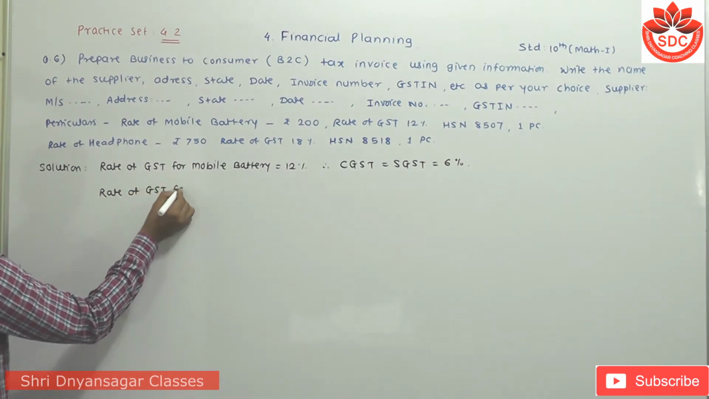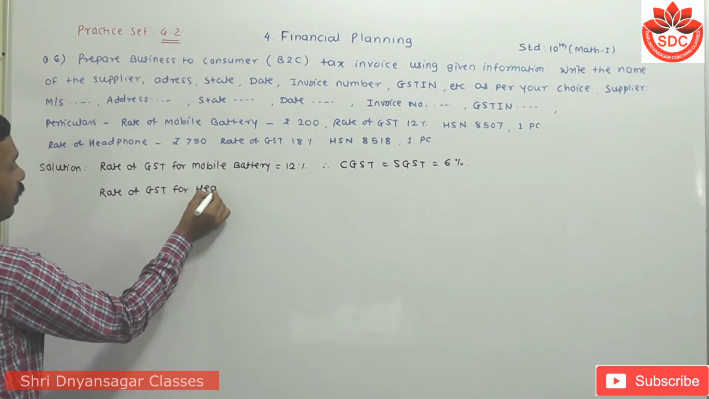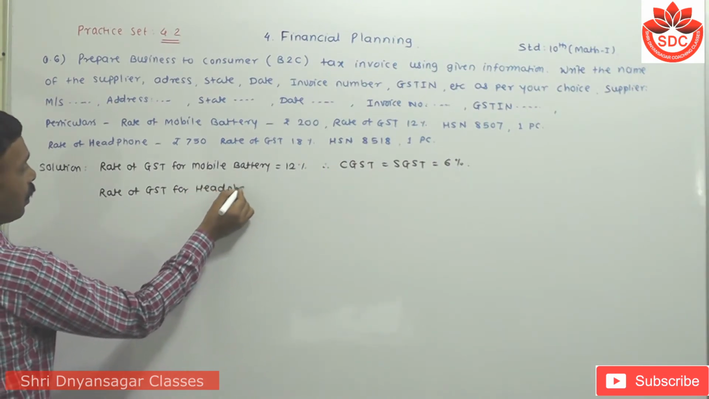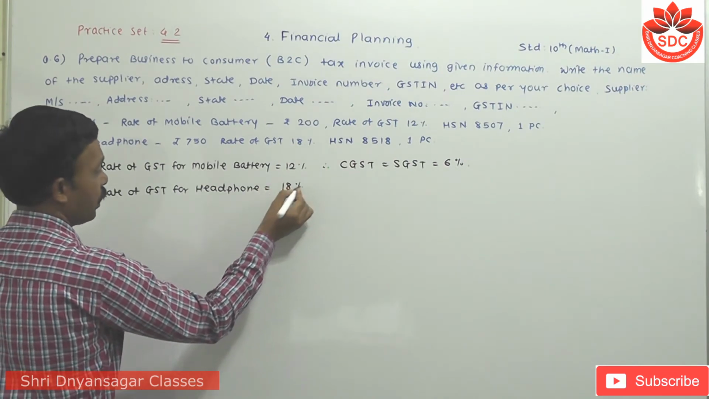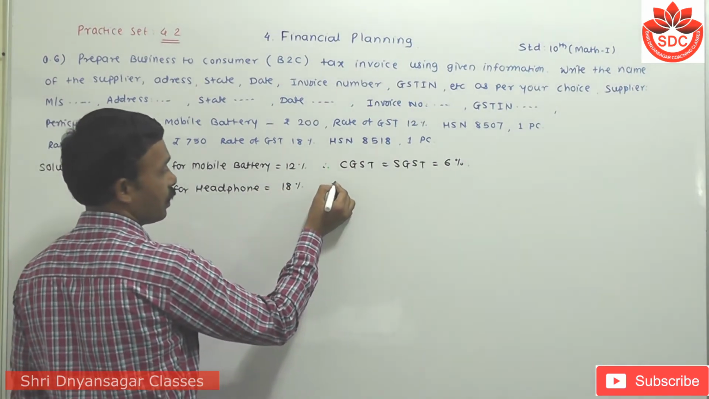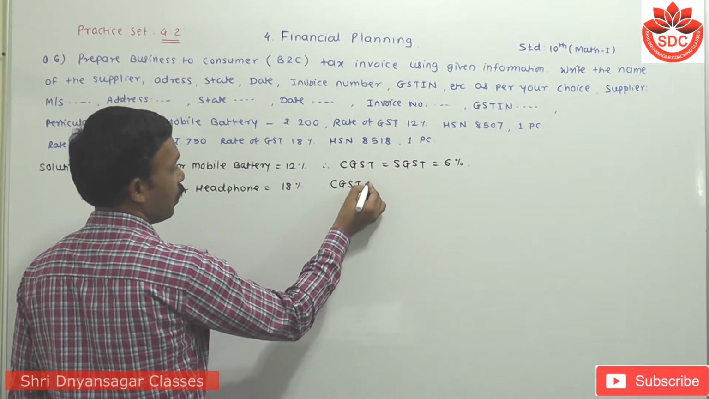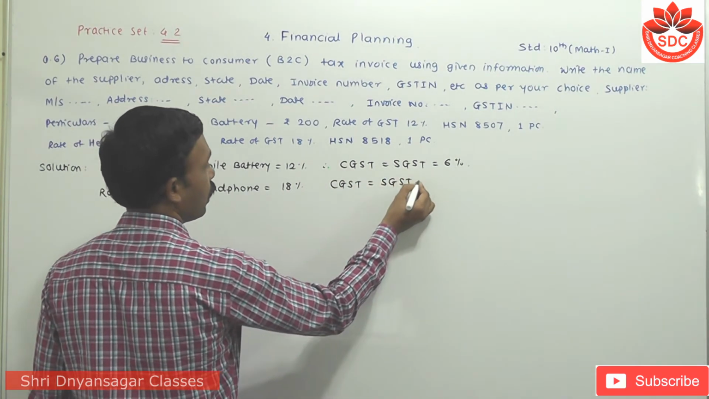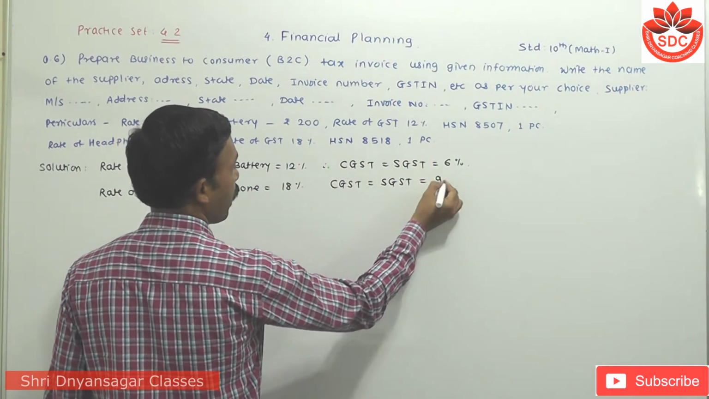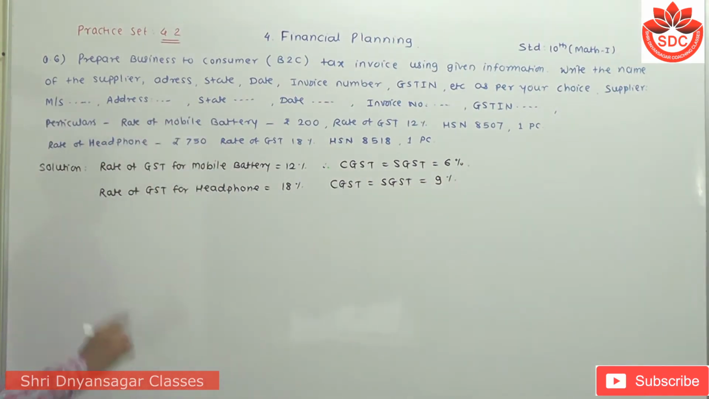Then also, the rate of GST for headphone is equal to how much? 18%. That means the rate of CGST for this headphone, and SGST, is half of it, that is 9%. We use this. So first I have to calculate this. Then I draw one chart here.